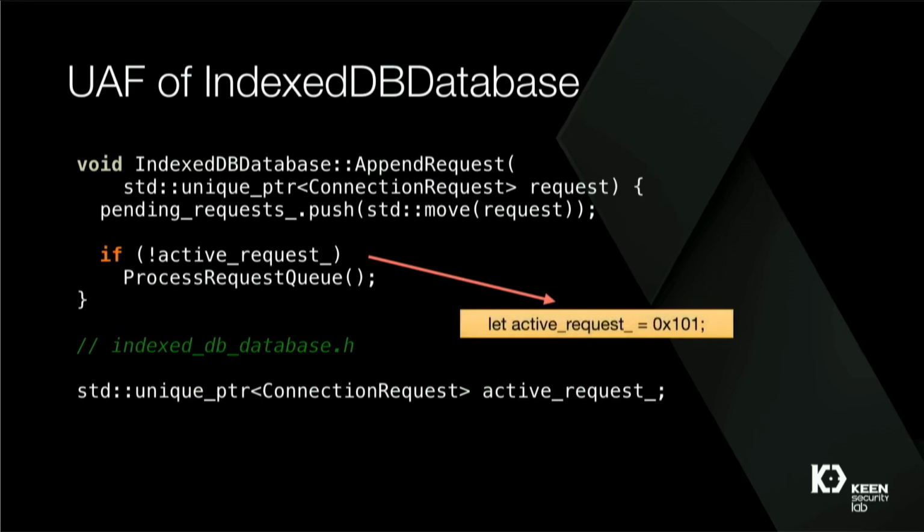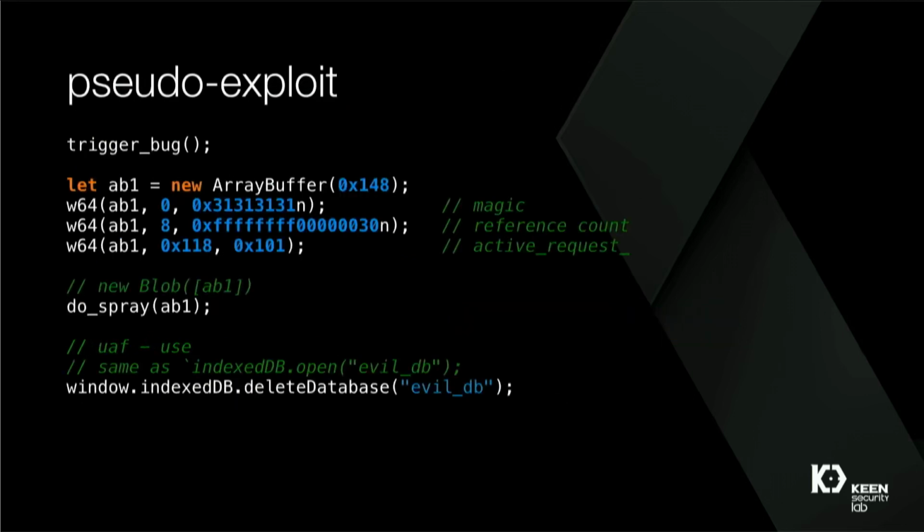And if it is non-zero, the function will return directly so that we can avoid the segmentation fault in process request queue. Now let's stop the boring code analysis and see the results in the debugger. First, we construct our exploit. We prepared an array buffer in size hex 148, which is in the same size class as the IndexedDB database. And we set the active request to 101.